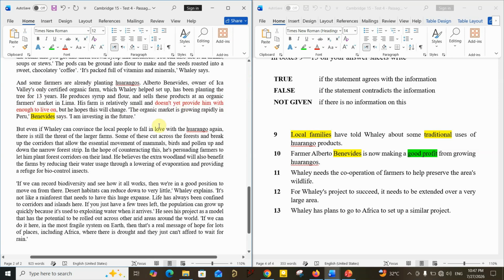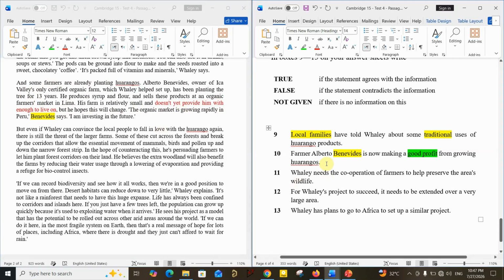This is your answer. So he's not making a good profit. It is mentioned, so it's not given, and it is absolutely false actually. And please, even if you're practicing, write that down completely, false. Some of the students just write F for false. No, the complete answer. And in your answer sheet you have to write down the whole word false.